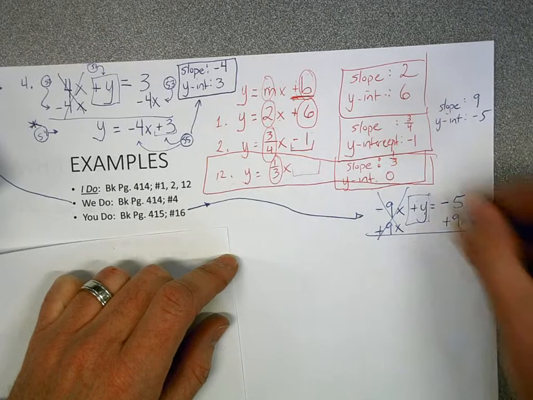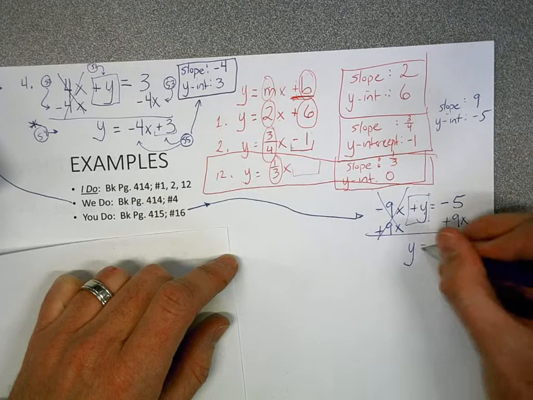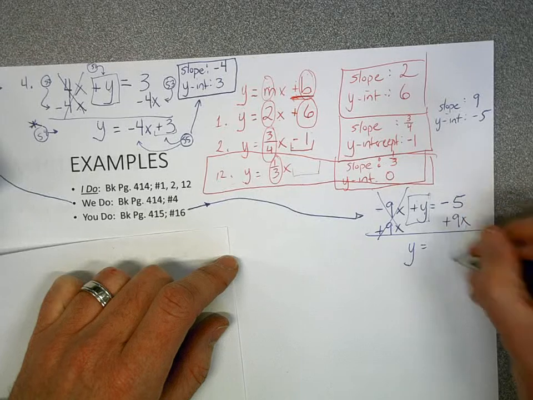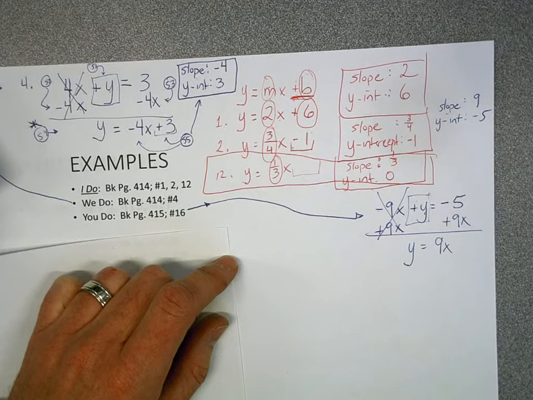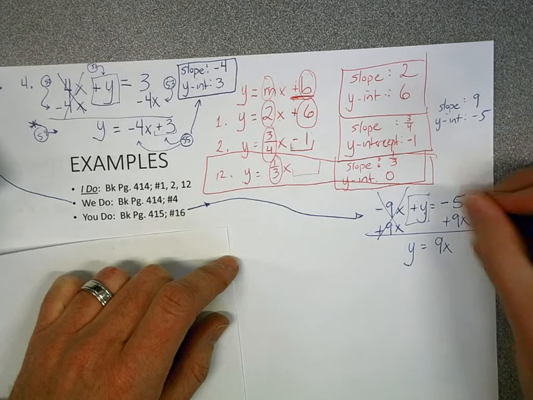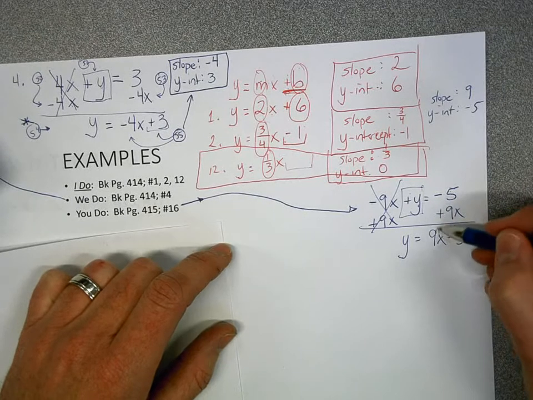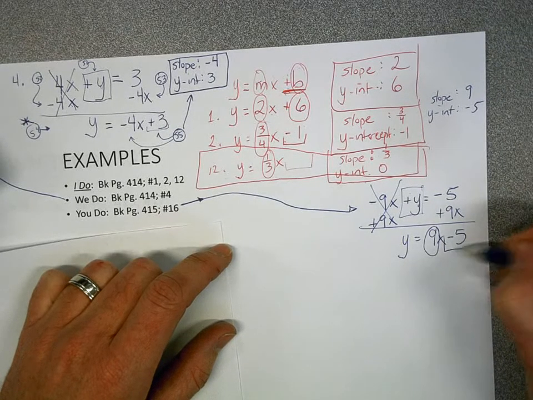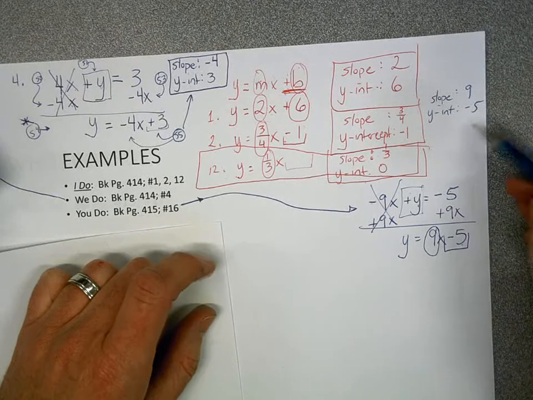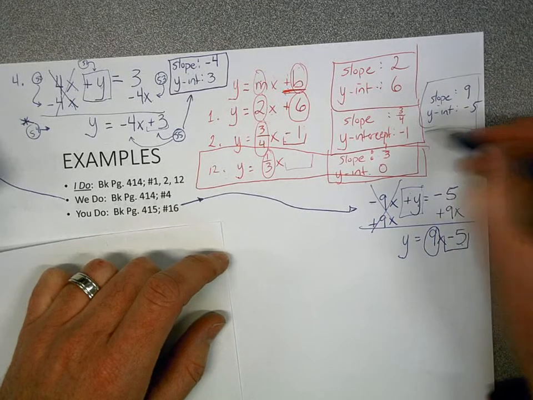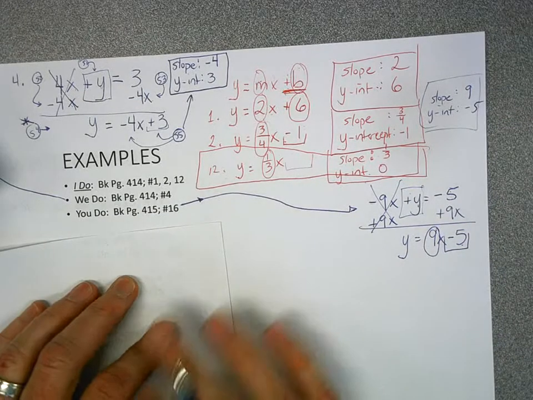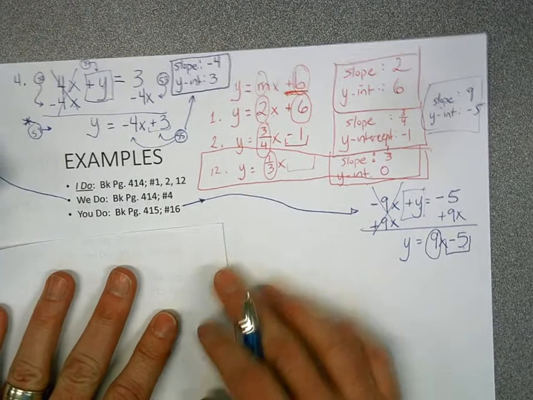So once I do that, I have y on the left, and over here I'm going to keep my positive 9x up front or to the left. My -5 goes on the right, and of course slope is 9, y-intercept is -5. Nicely done, guys. All right, questions on that? Okay. Let's move on then.